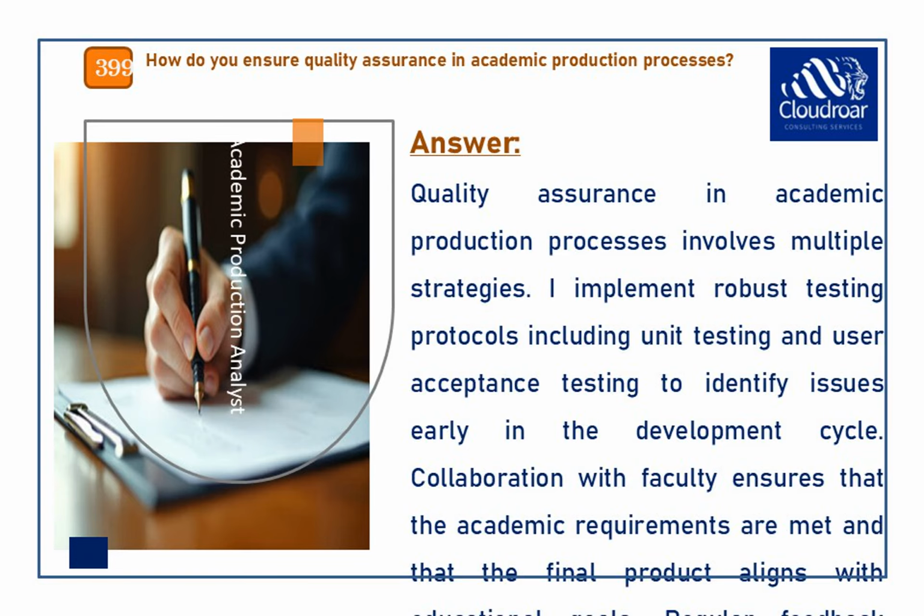Question 399. How do you ensure quality assurance in academic production processes? Quality assurance in academic production processes involves multiple strategies. I implement robust testing protocols, including unit testing and user acceptance testing, to identify issues early in the development cycle. Collaboration with faculty ensures that the academic requirements are met and that the final product aligns with educational goals.